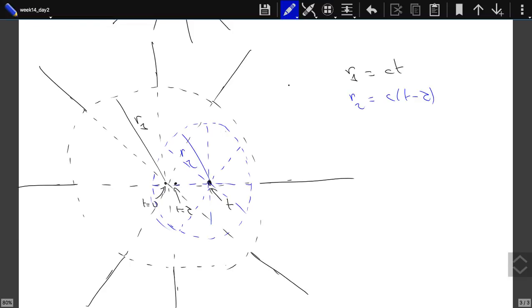Now what happens in between? So these are the electric field lines inside this inner sphere.